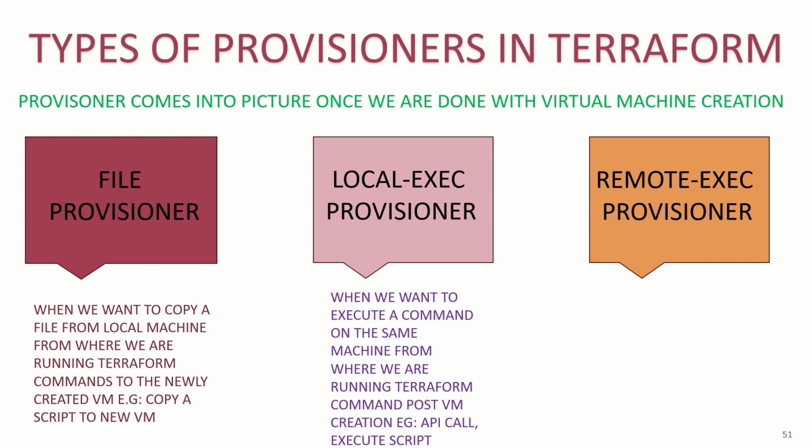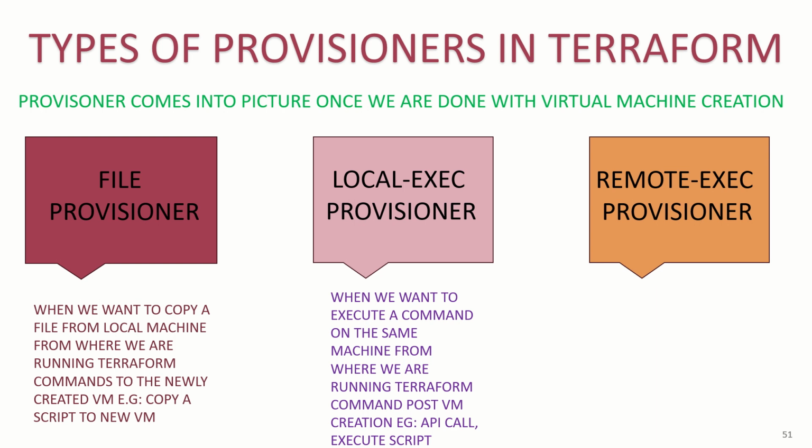The second provisioner is the local exec provisioner. Now suppose the file provisioner has placed the file inside the machine. After that we want to execute that script, and that execution can be done by using the other two provisioners, that is, the local exec provisioner or the remote exec provisioner.